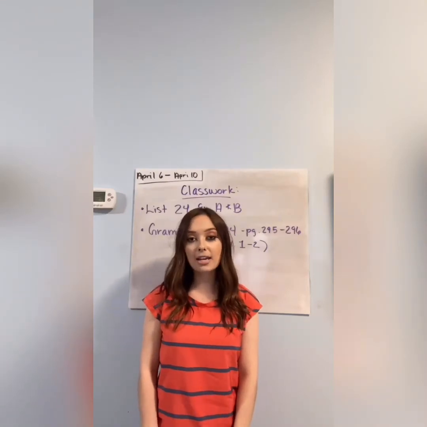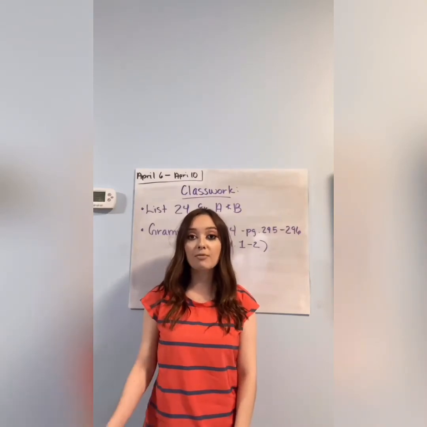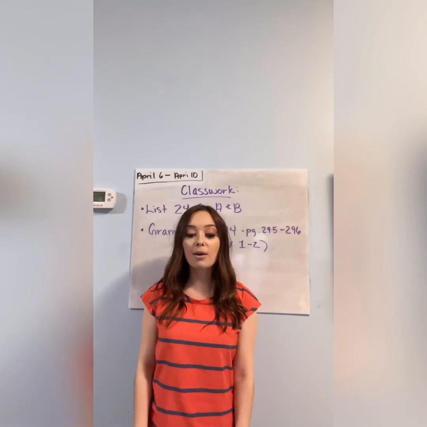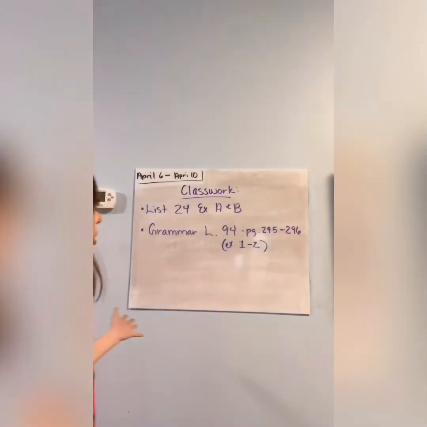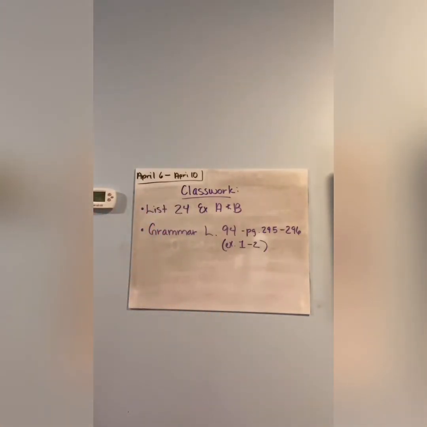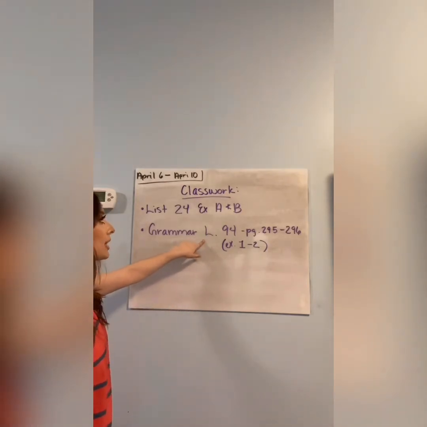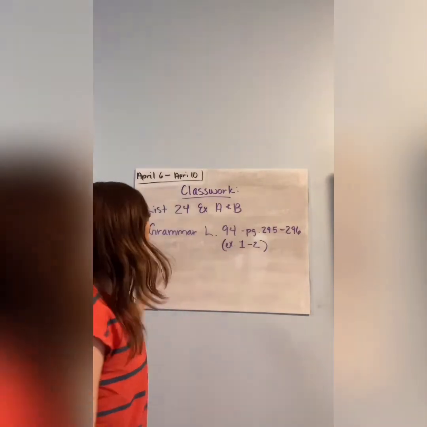Okay, so go ahead and finish exercise 2. Go ahead and finish the rest on your own. I went ahead and wrote the classwork on the board for you. So this week's classwork includes exercises A and B on list 24, and then you also need to complete the grammar lesson 94, which is on page 295 and 296. So complete exercises 1 and 2 on that grammar lesson. Again, this is your classwork for the week.